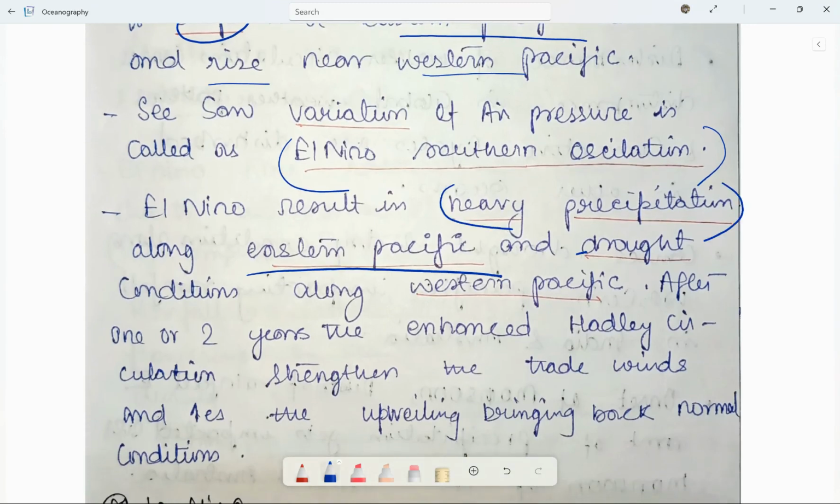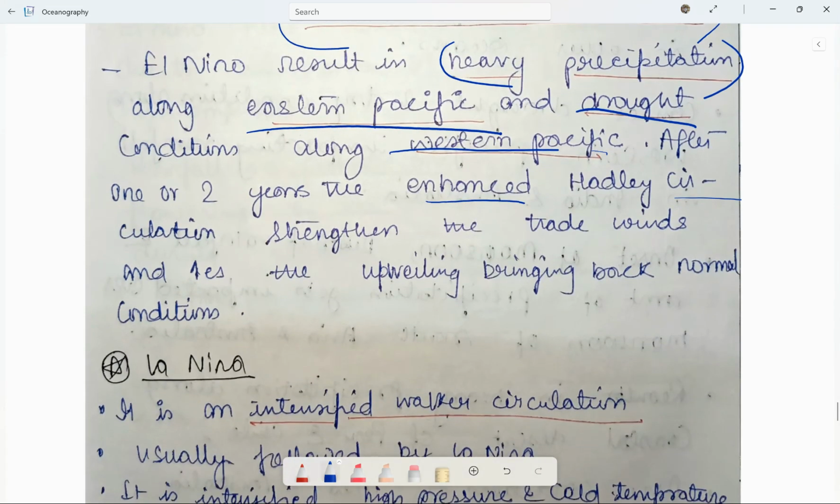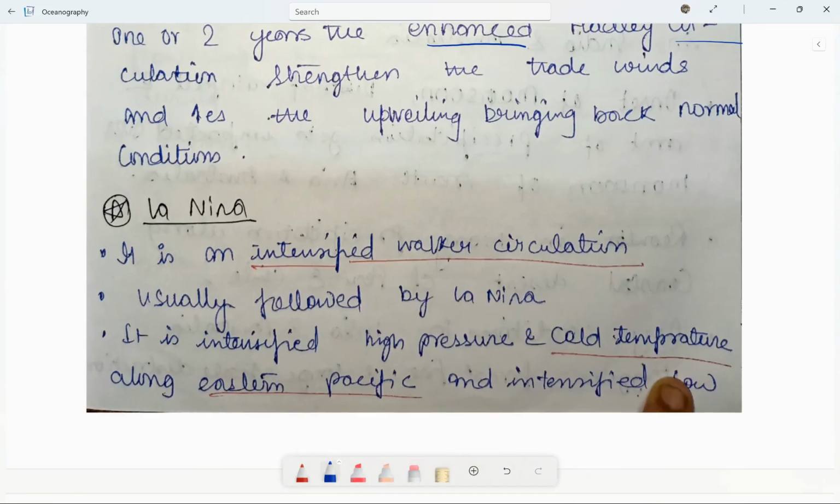ईस्टर्न पैसिफिक एंड ड्राउट होगा इन द वेस्टर्न पैसिफिक। After 1 or 2 or 3 years, enhanced Hadley circulation strengthen होता है, and again the trade winds are strengthened which leads to upwelling, bringing back into normal conditions, and ये normal conditions now takes a form of La Nina.